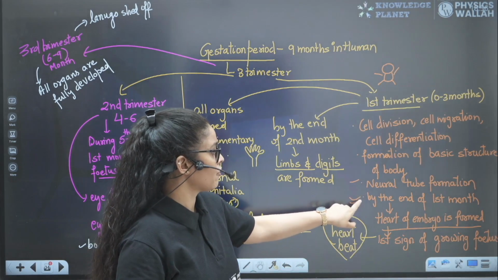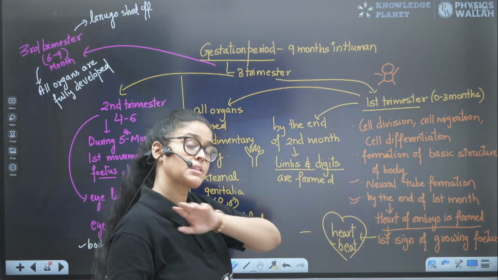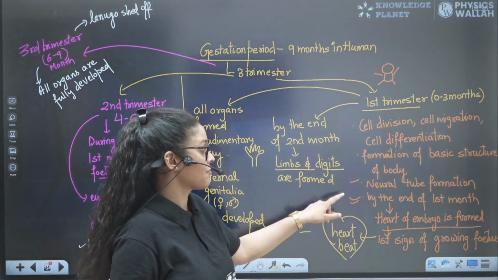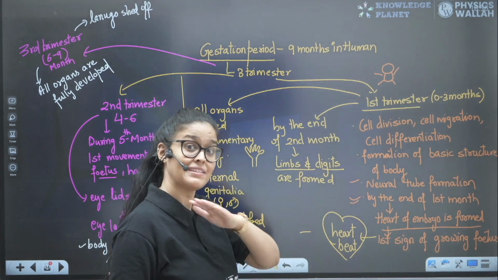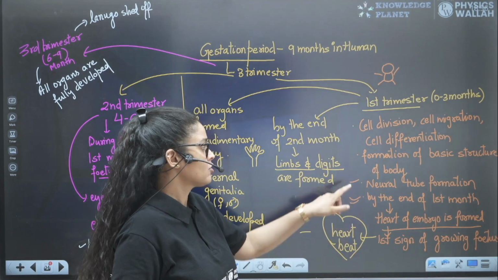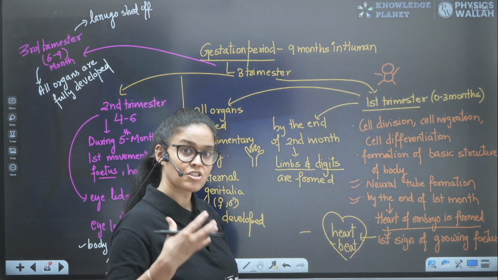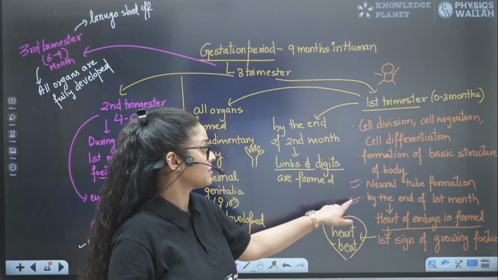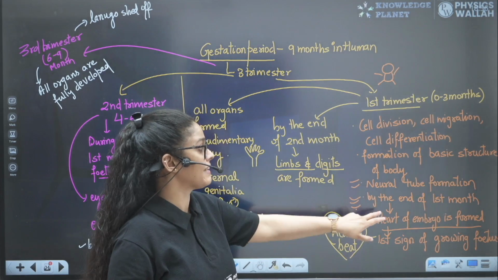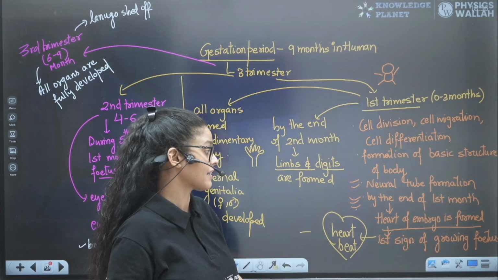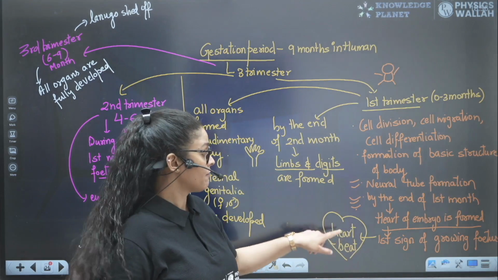And by the end of the first month, the heart of the embryo is completely developed. So the heart is the first organ that is completely developed, right? The neural tube is the first structure that will actually start developing, but the organ that is already fully developed by the end of the first month is the heart. And the first sign of a growing fetus is the heartbeat.